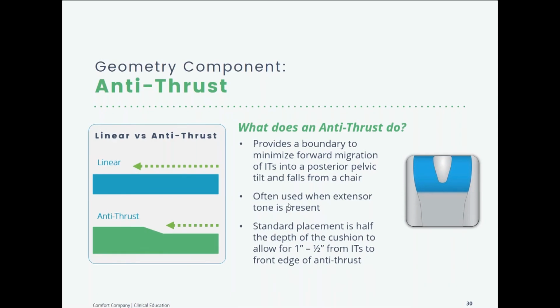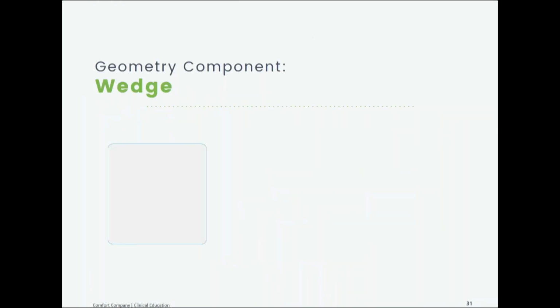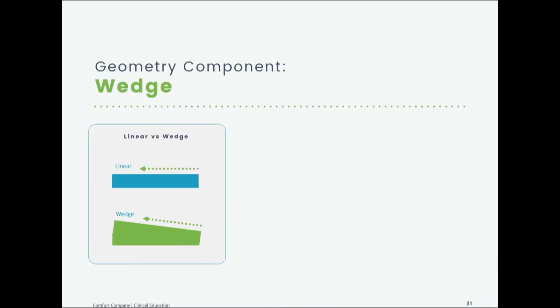And you often see it used with someone with very significant extensor tone. And we can all picture this. We have that resident who really thrusts their back against the back support and lifts their pelvis and pushes it forward towards the front of the cushion. It's supposed to stop that thrusting movement of the pelvis trying to go towards the front of the cushion, hence the term anti-thrust. The next component could be a wedge.